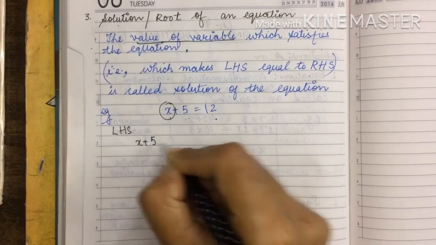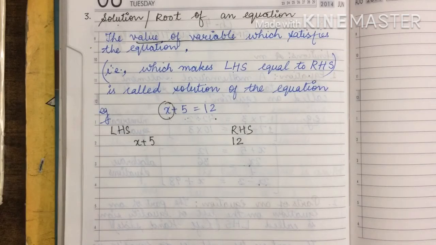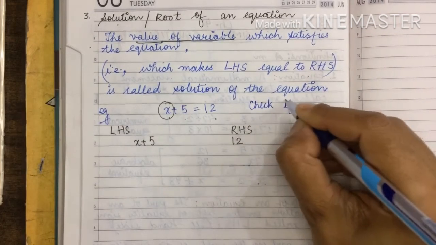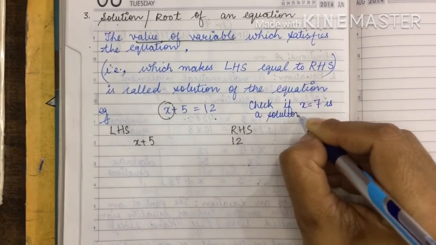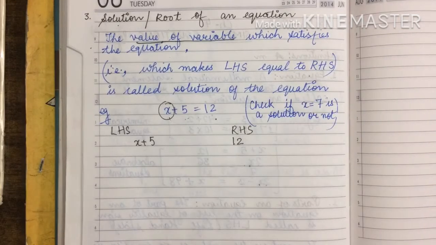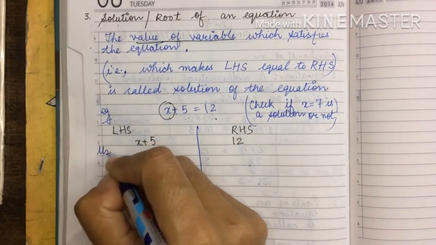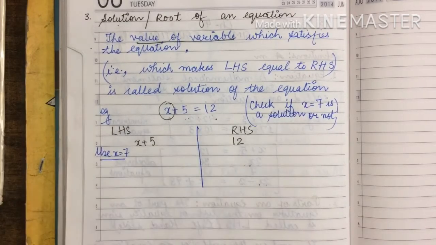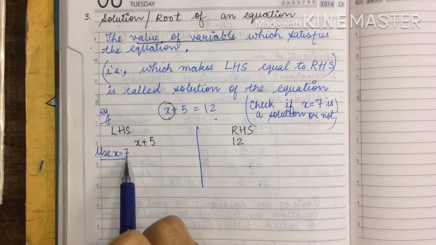LHS is x plus 5. The RHS is 12. So assuming that I have been given the value of x as 7, I have to check if x equals 7 is a solution or not. So how would I do it? I'm going to use the value of x as 7. And this means I will replace x by 7. x will disappear. In place of x, I will be writing 7.